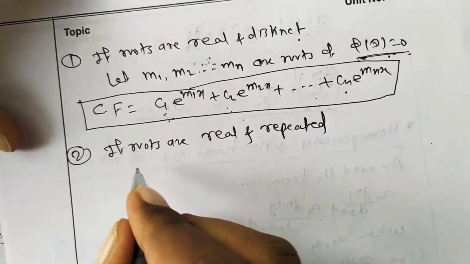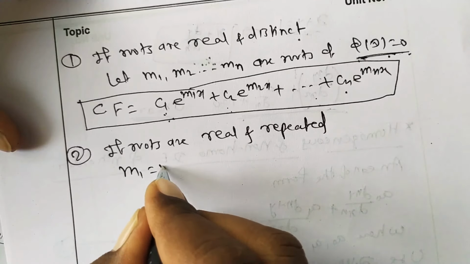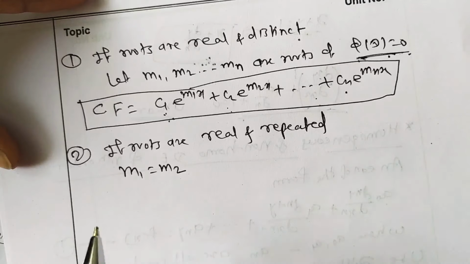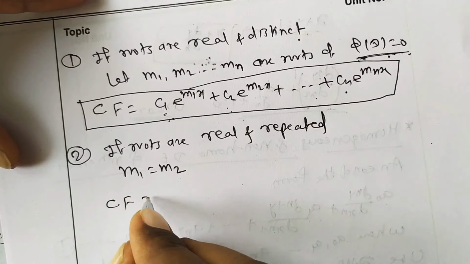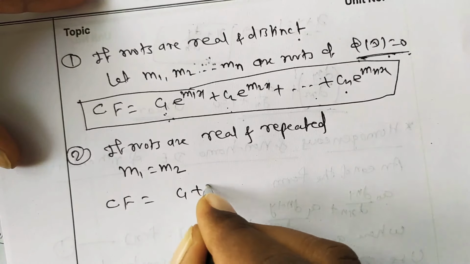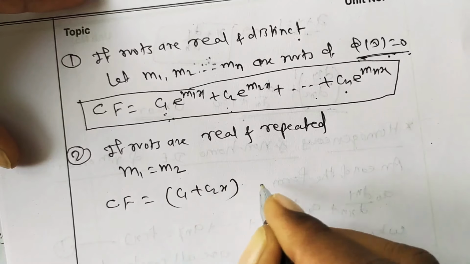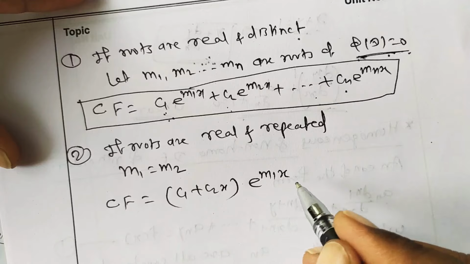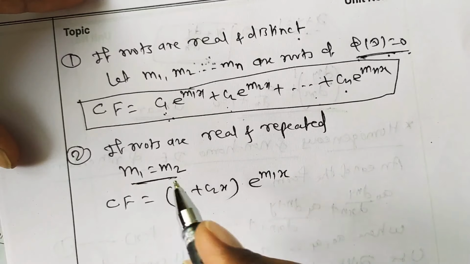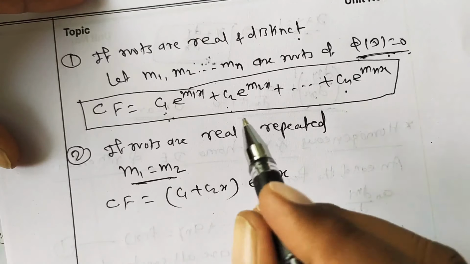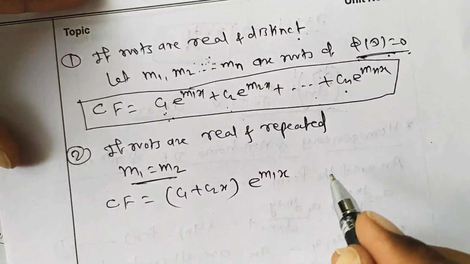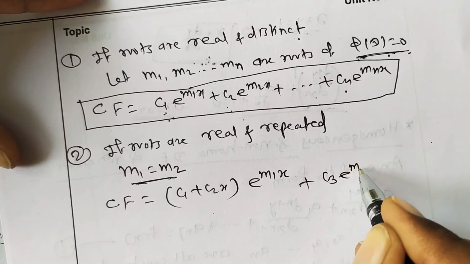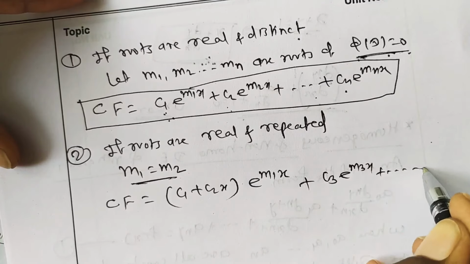Suppose m1 is equal to m2, meaning the first two roots are repeated and the remaining roots are non-repeated. Then we can write CF is equal to (c1 plus c2x) into e raised to m1x, or m2x, because m1 and m2 are both the same. The remaining roots, m3, m4 up to mn, are non-repeated, so we can write c3 e raised to m3x plus so on.